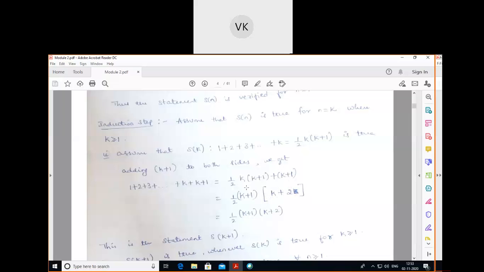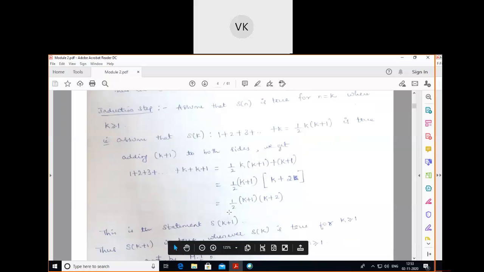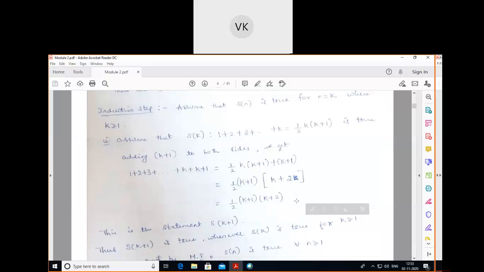I have taken 1 by 2 also common, so the 2 is going to multiply with this k plus 1, so that 2 will be there. If you take 1 by 2 into k plus 1 common, the remaining will be k plus 2. After simplification we will get 1 by 2 into k plus 1 into k plus 2.